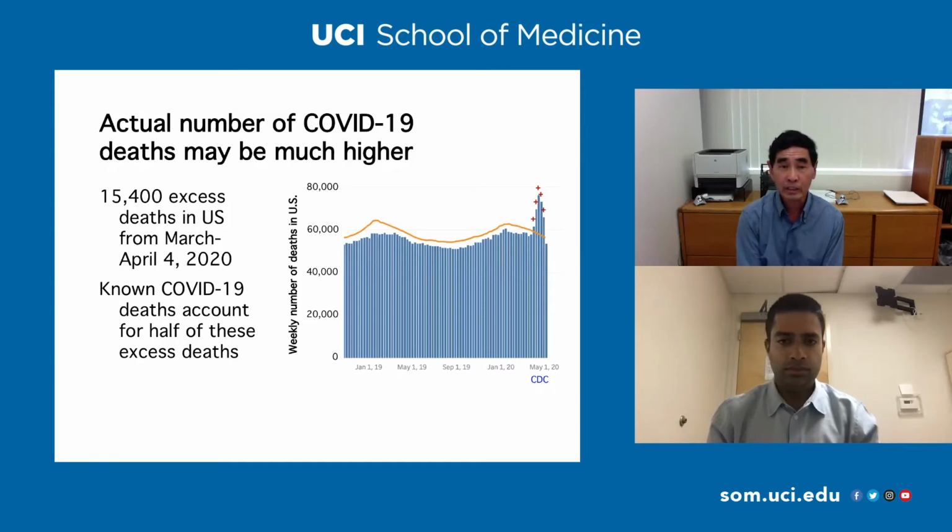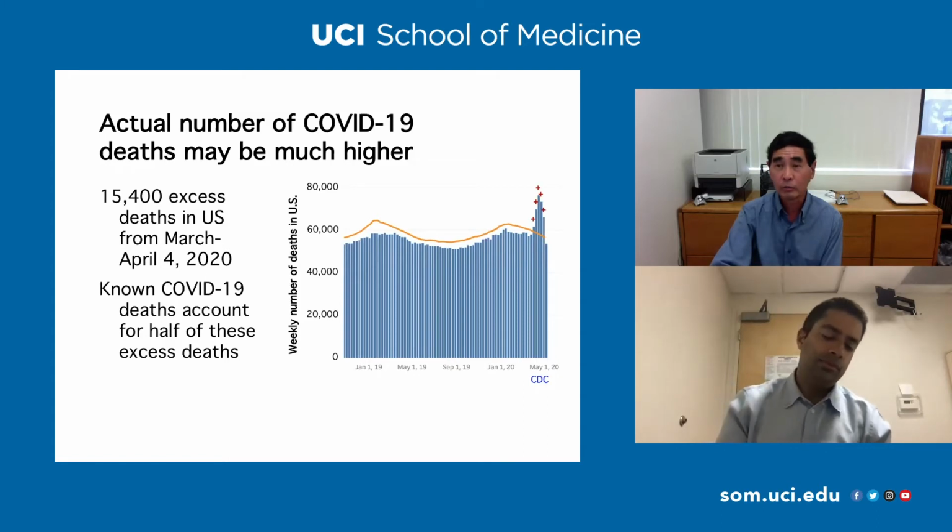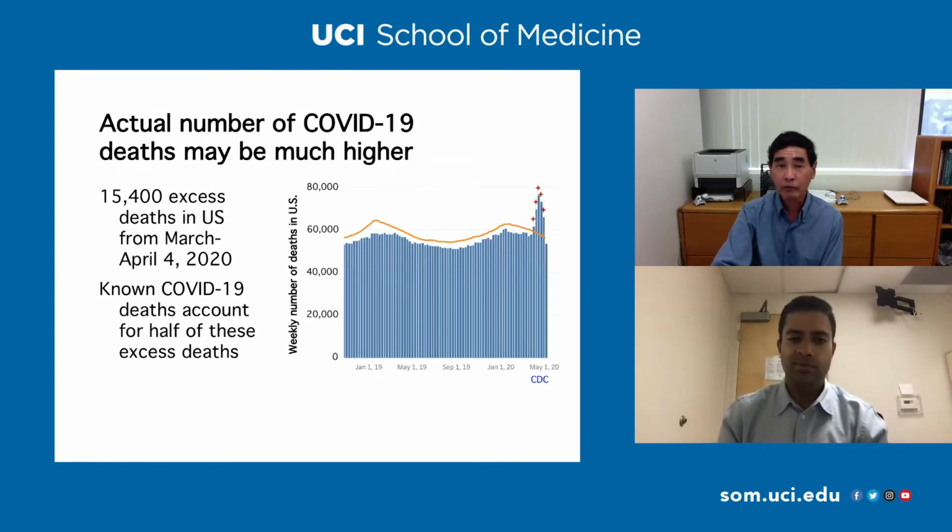We call these excess deaths. There were more than 15,000 excess deaths in March through the beginning of April in the US. Half of these we can attribute to COVID-19. The others are not officially blamed on COVID-19, but it's reasonable to assume that they were related to this COVID-19 outbreak. So indicating that many deaths are not officially recorded as due to COVID-19, but are probably due to COVID-19. So indicating that the COVID-19 death rate may be much higher than what is reported.